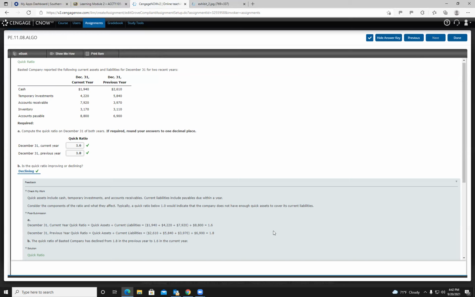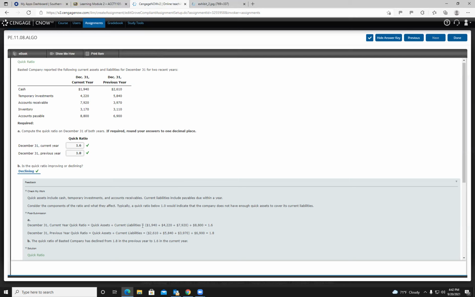Now, again, quick ratio is different from your current ratio. Quick ratio wants to look at just quick assets. Quick assets is going to be your cash, any temporary investments you have, and your accounts receivable. So that's going to be your quick assets. And you will take your total quick assets and divide it by your current liabilities. Okay, and here your current liabilities is just your accounts payable.